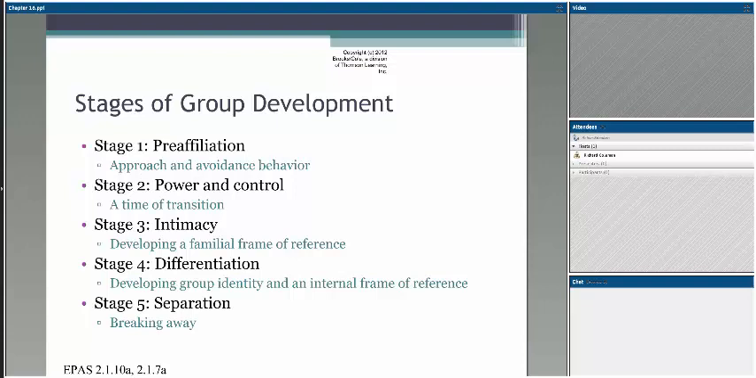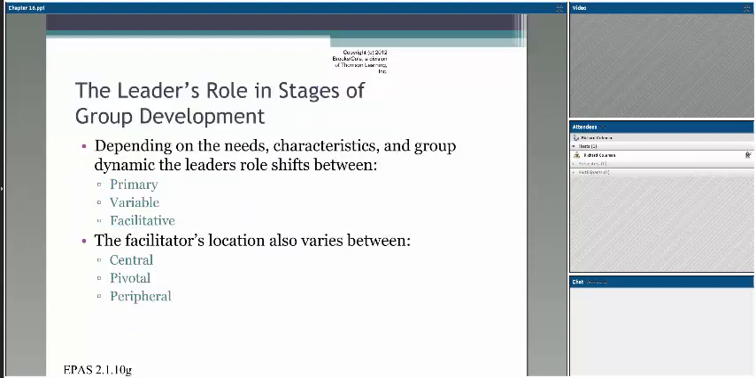But for you as a group practitioner, it's very important for you to be aware of what's happening or be able to gauge where your group is in terms of the stages, because each stage requires some different types of methodology in terms of how you move forward with your group.